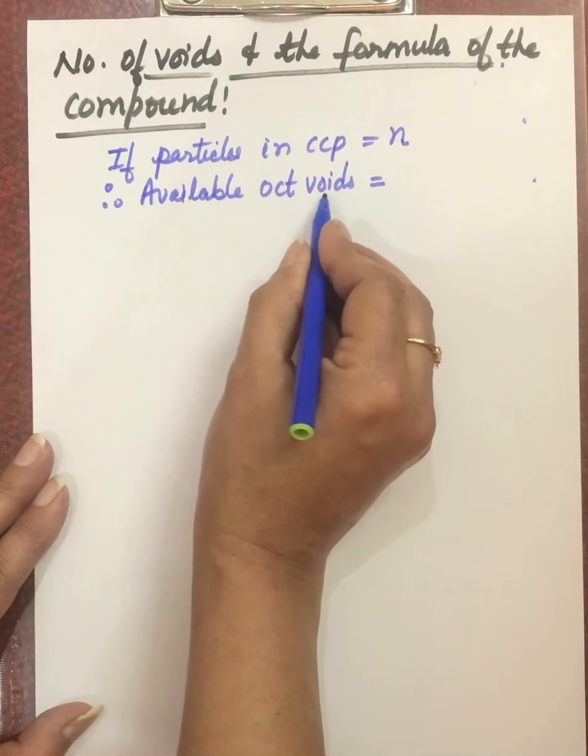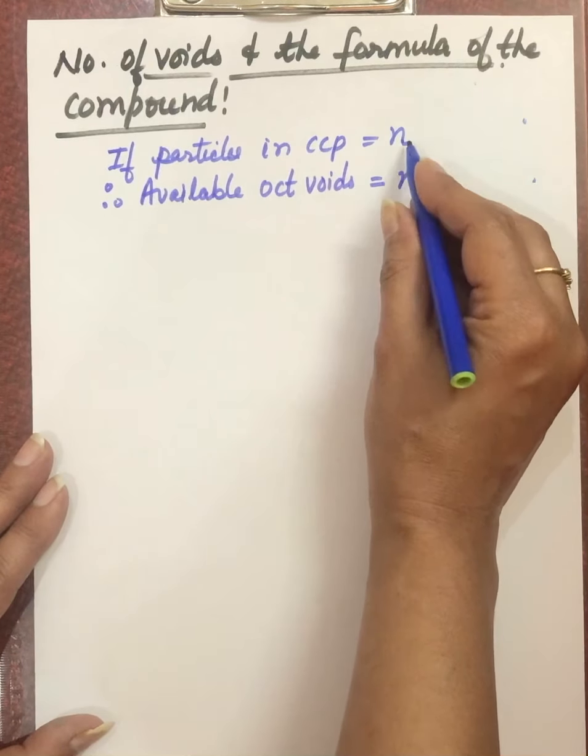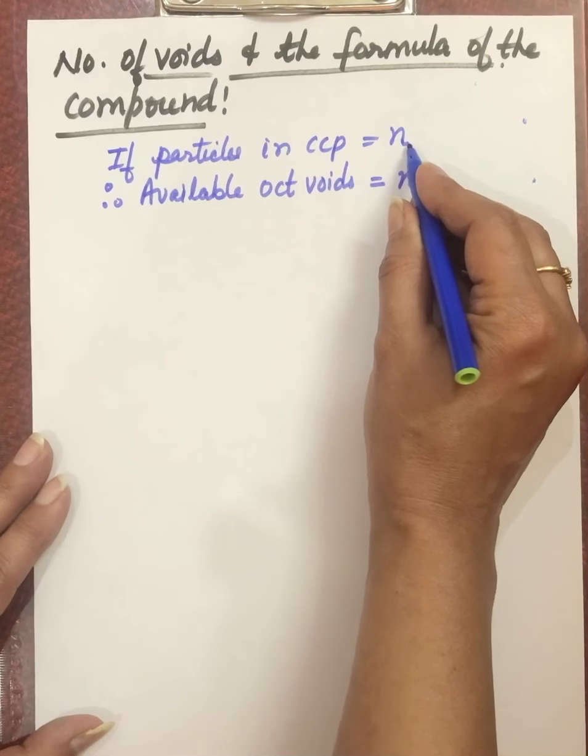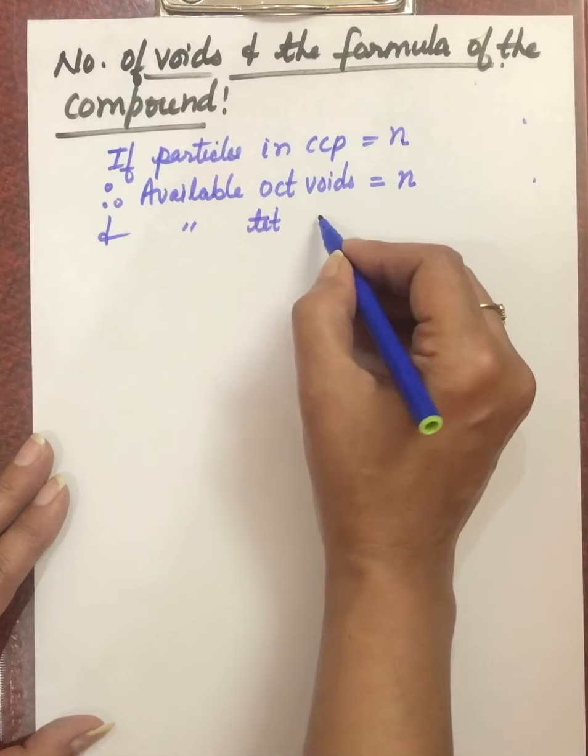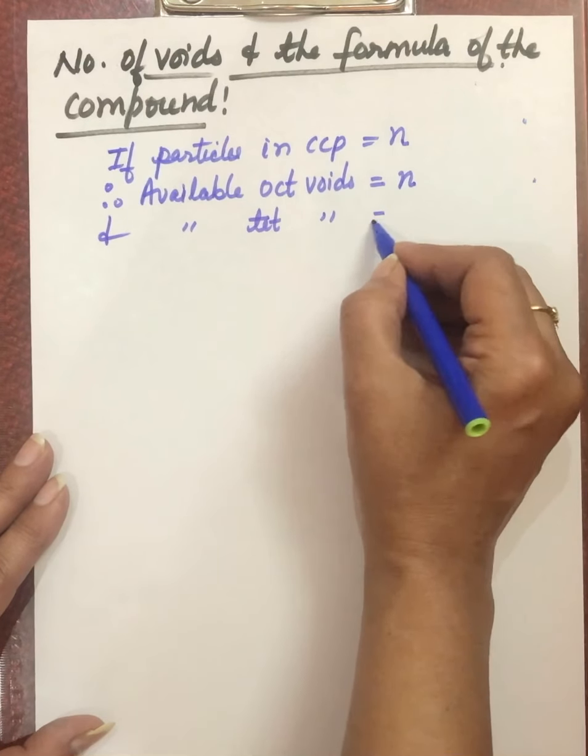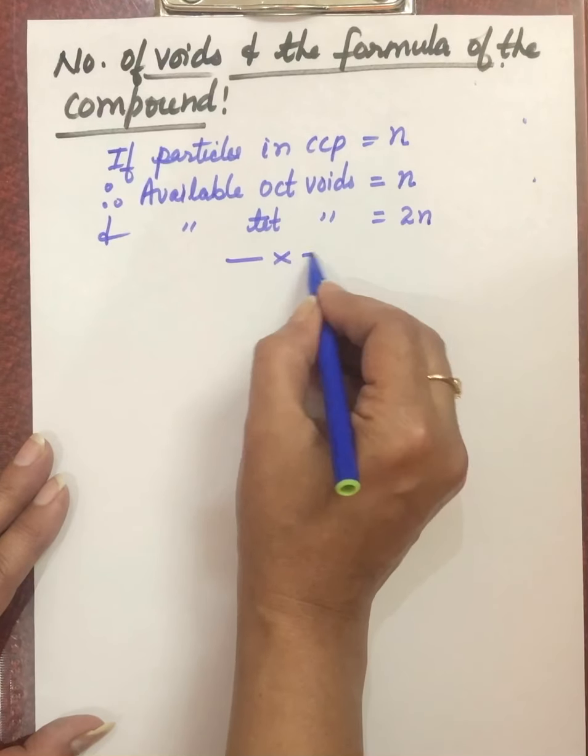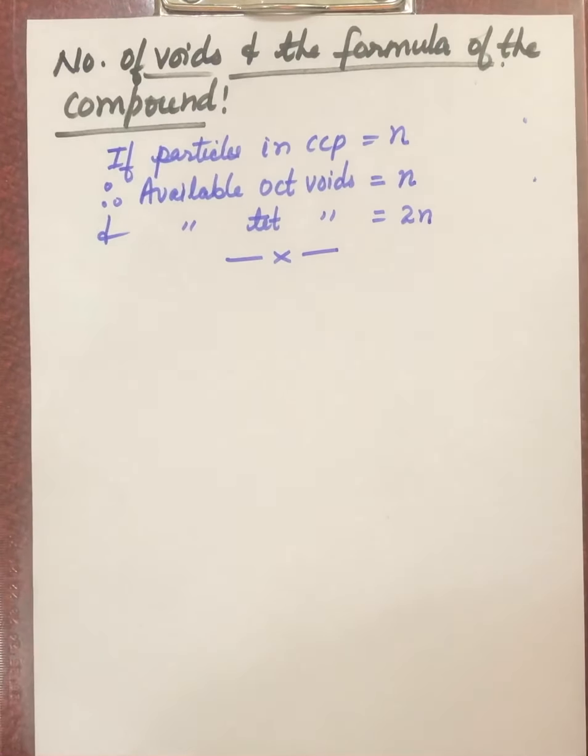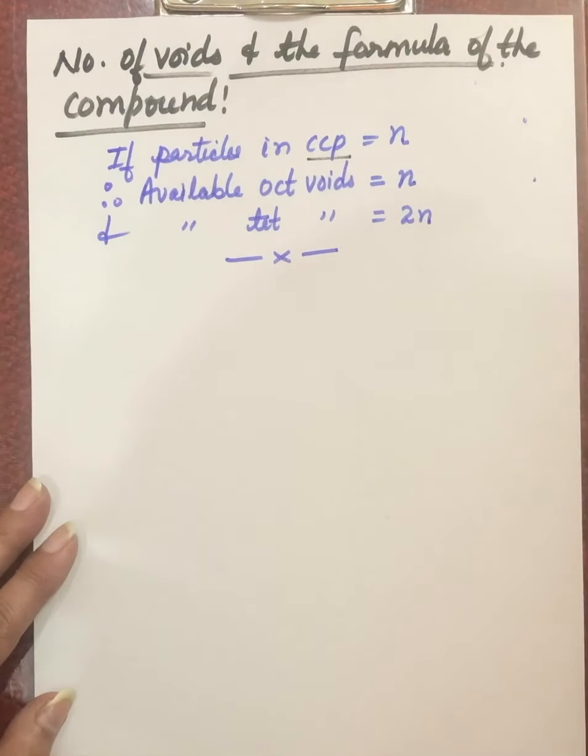The available octahedral voids in that structure are equal to n, equal to the number of particles in close pack arrangement. And in that close pack arrangement, available tetrahedral voids are double these. These are 2n in number. This is the availability of tetrahedral and octahedral voids according to the particles in close pack arrangement.